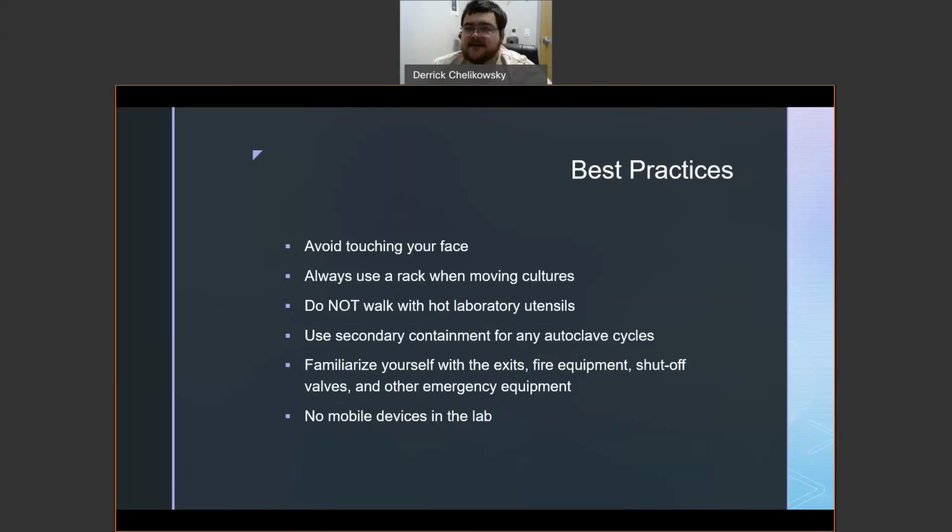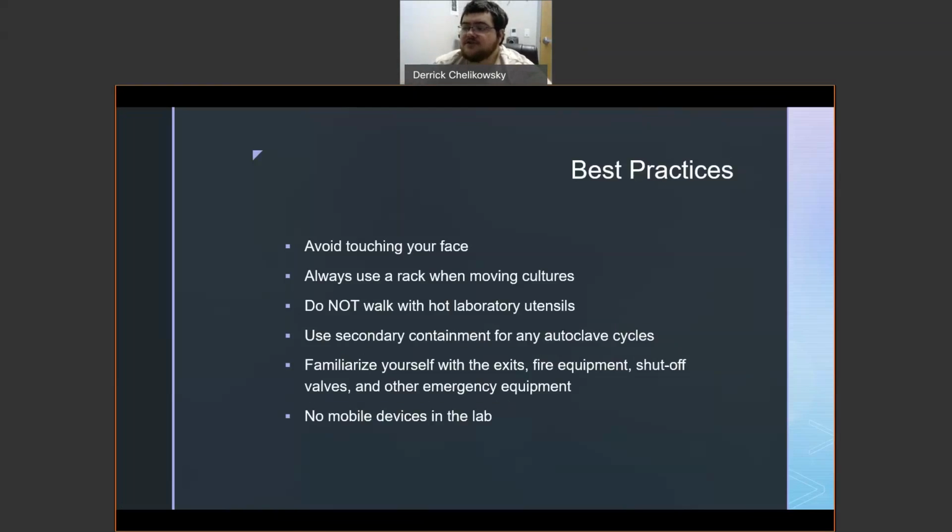And finally, some best practices and tips. You want to avoid touching your face in the lab. Your fingers, once they go near your eyes or your nose or your mouth, they have access to your bloodstream from there. You always want to use a rack when moving cultures to prevent spills. Do not walk with hot laboratory utensils. We don't want to have a needle on fire just walking through like a torch.